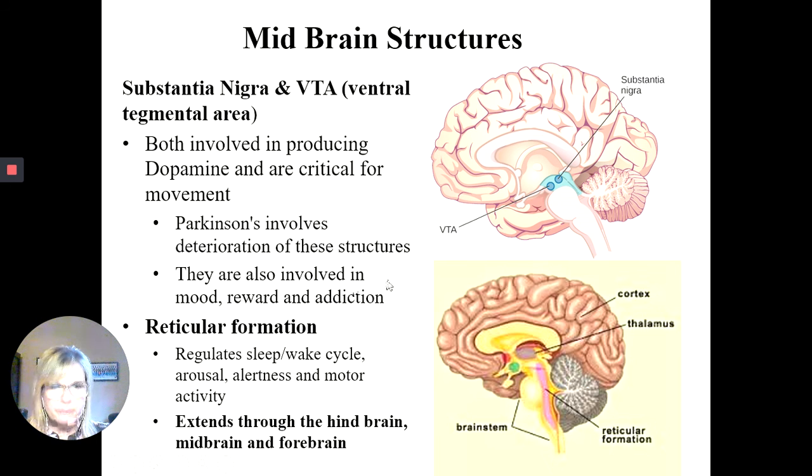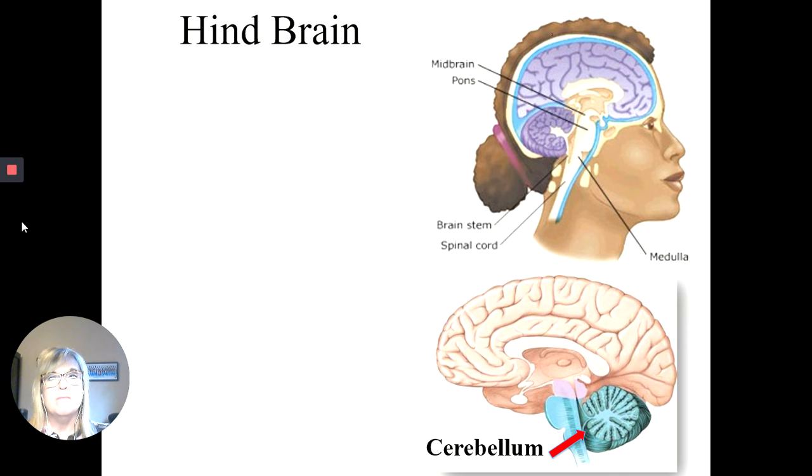There's also something called the reticular formation, which actually goes through all 3 areas of the brain: the forebrain, midbrain, and hindbrain. And it's responsible for our sleep-wake cycle, our alertness, and also some motor activity as well. You'll notice that many parts of the brain are involved in motor activity, but the primary motor cortex is really the main part of the brain that's involved in our motor movements.